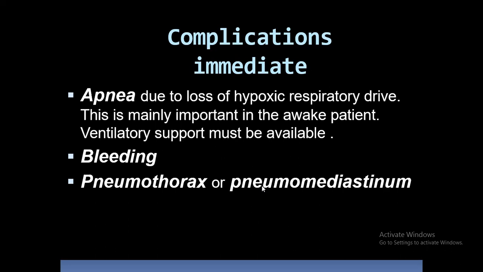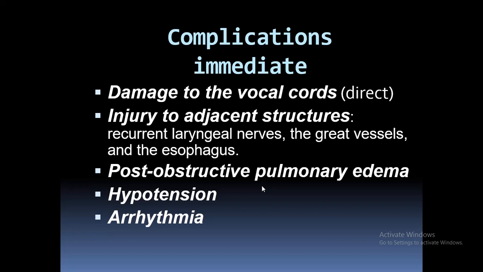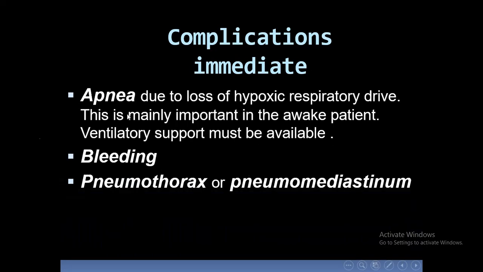What are the complications? Immediate complications include apnea. It is due to the loss of hypoxic respiratory drive. This is mainly important in awake patients, and ventilatory support must be available, and in these patients the carbogen should be inhaled. Then the bleeding, then the pneumothorax or the pneumomediastinum. In apnea, what is the carbogen? It is actually to administer 5% carbon dioxide in oxygen or assisted ventilation.